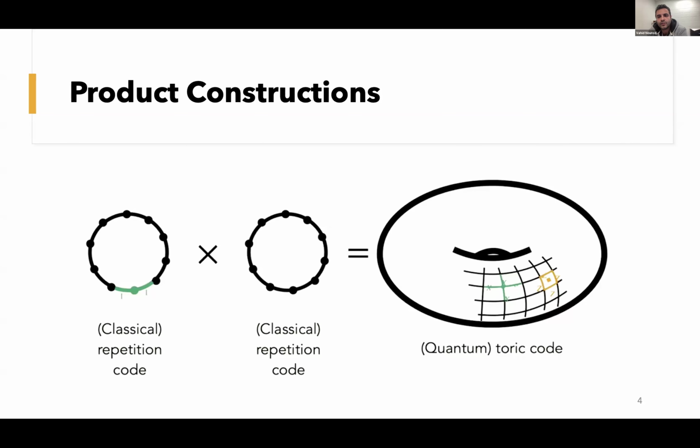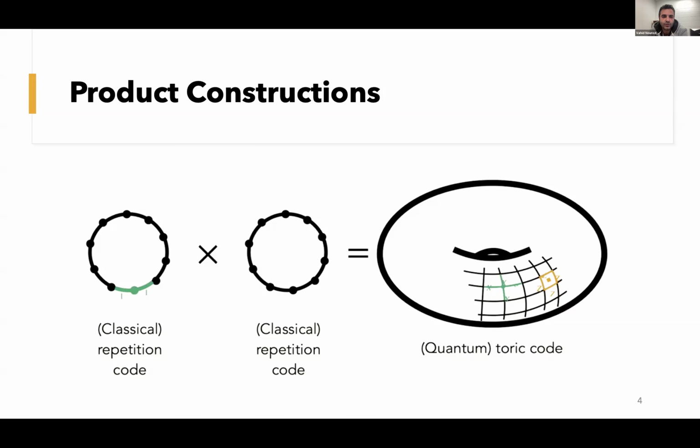In this slide, I introduce product construction, a technique used to create quantum LDPC codes. Product construction combines simpler codes into a more complex structure, allowing us to achieve desirable properties like better distance and dimension. This method is fundamental for building quantum LDPC codes that meet the strict requirements of quantum error correction.